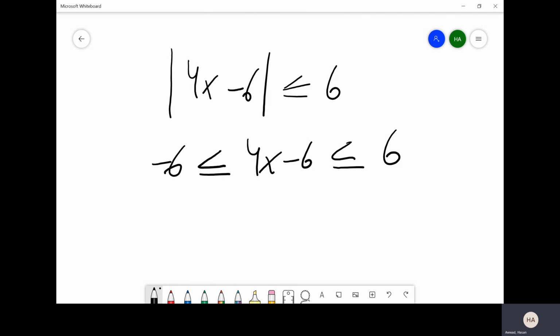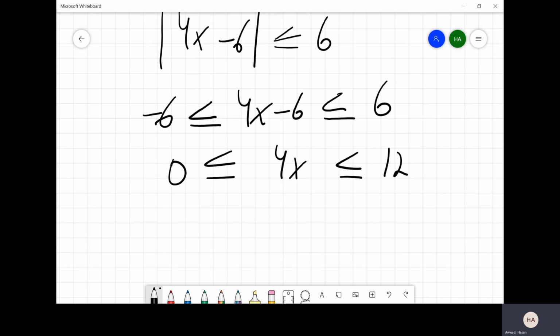Okay, so all we have left to do is just solve for x, right? So whatever we do to the inside, we do to the outside pieces. We're going to isolate x, and that means adding 6 to both sides first, right? So adding 6 to the right-hand side, we get 12. Adding 6 to the middle, we get 4x. And adding 6 to the left, well, -6 plus 6 gives us 0.